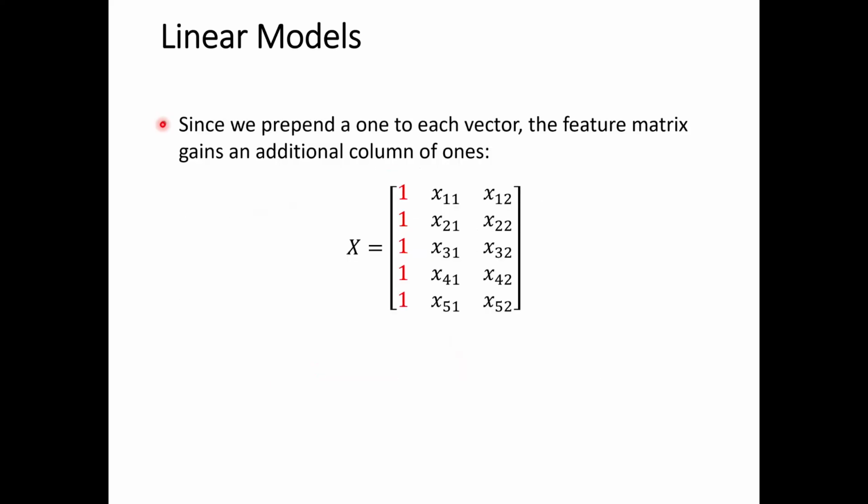Since we prepend a 1 to each vector, the feature matrix gains an additional column of 1s, like shown here. The first column is the column of 1s. The second column contains the values of the first feature for all 5 examples, and the third column contains the values of the second feature for all 5 examples.